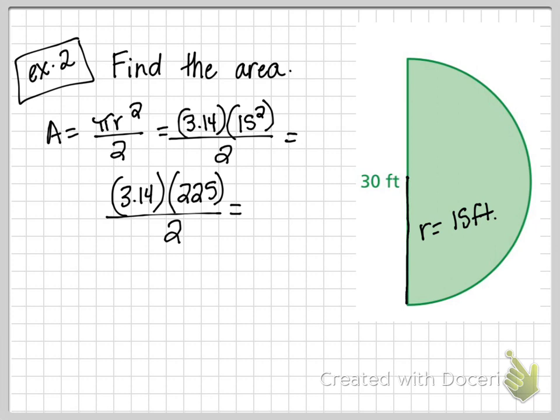And then simplify our numerator, 3.14 times 225 is 706.5. To get half the circle, we divide by 2. So our area of our semicircle is 353.25 feet squared.